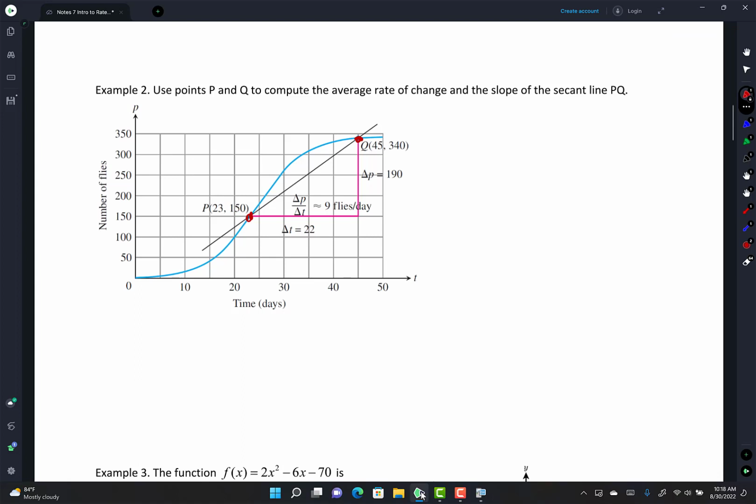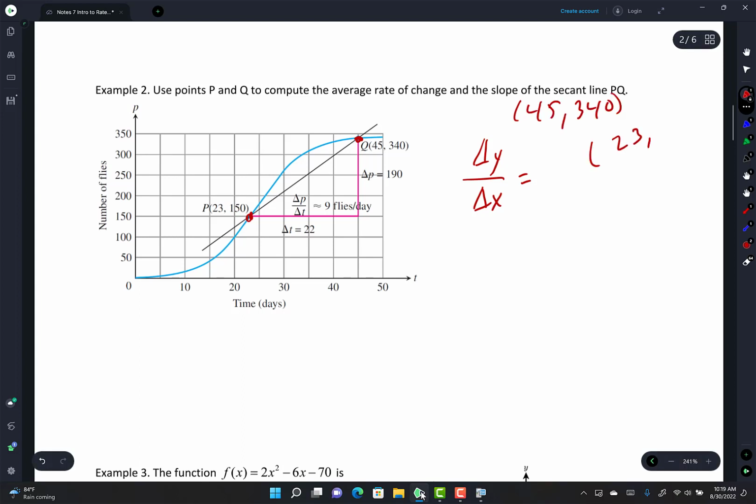So it looks like it's looking at the number of flies per day if I compute the average rate of change of that. So you're just going to do it like you did in Algebra 1 and Algebra 2. So I'm just going to go change in y over change in x. What coordinates am I using? I'm using the points 45, 340, and I'm using the point 23, 150. I'm going to go 340 minus 150 over 45 minus 23.